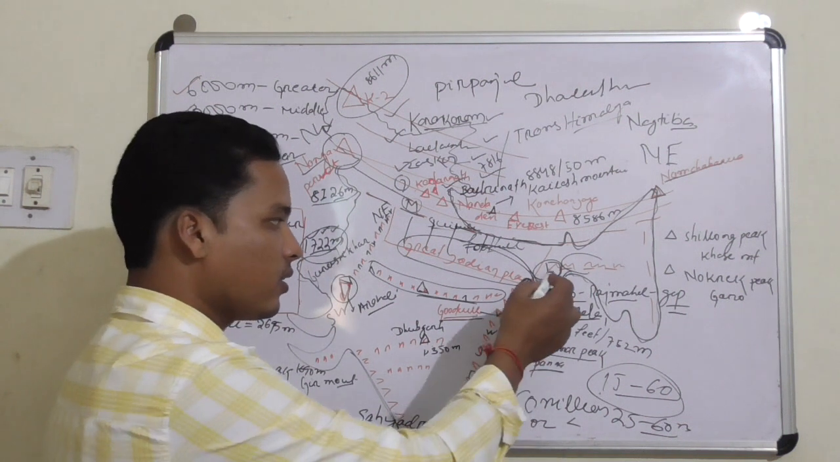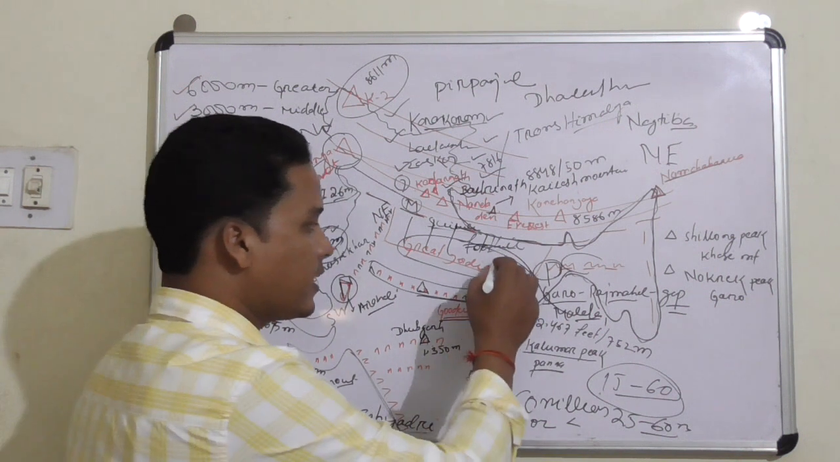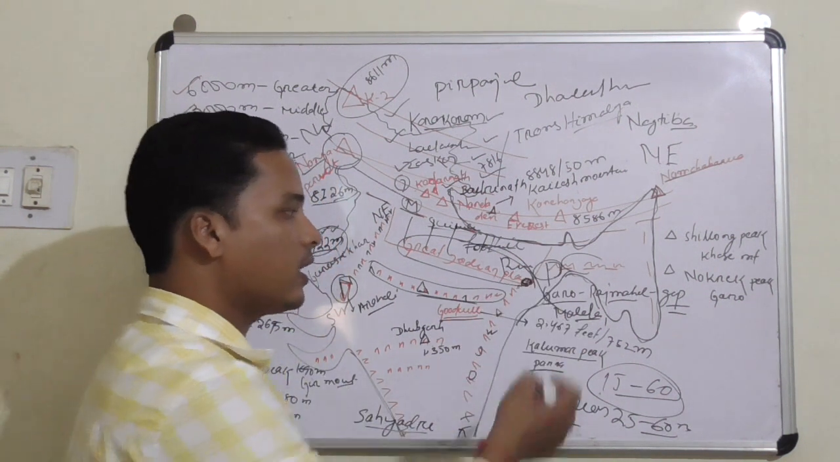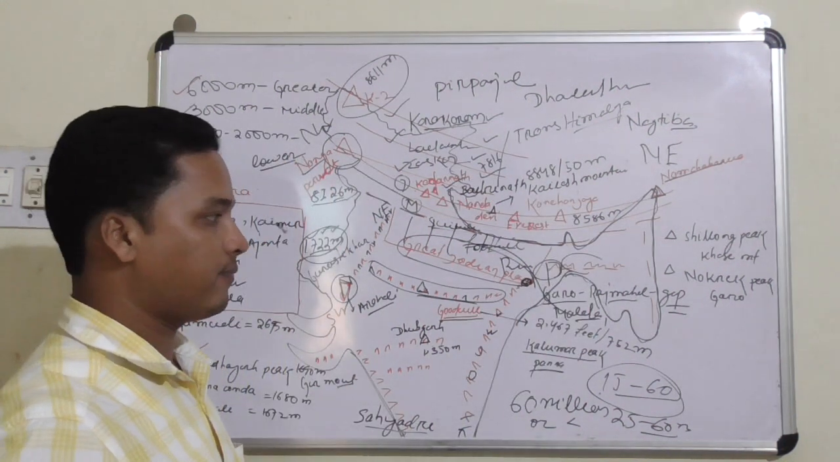This region which separates the mountain is known as the Garo Gap. That means this side is Rajmahal Hill in West Bengal and Jharkhand, and this side is Garo. That is why this is known as Garo Rajmahal Gap.